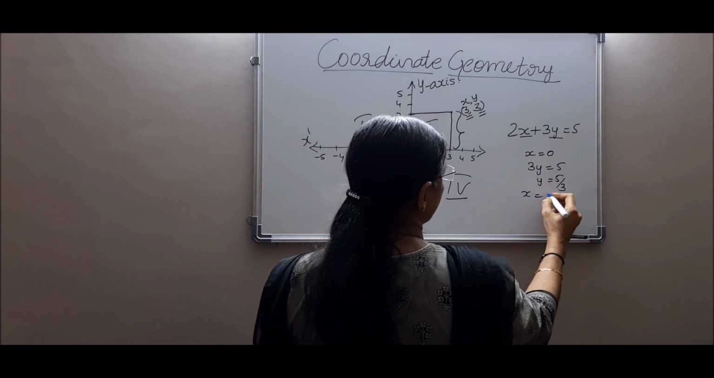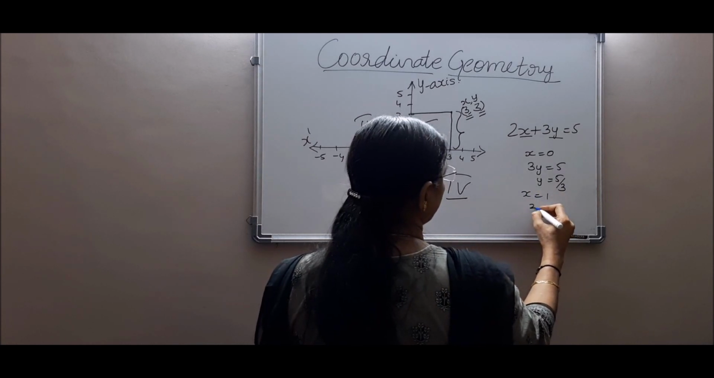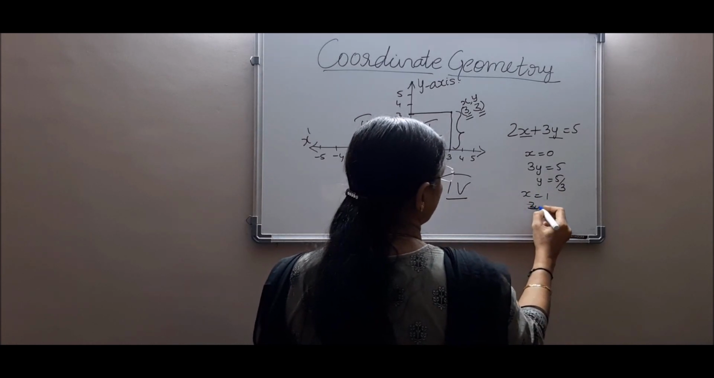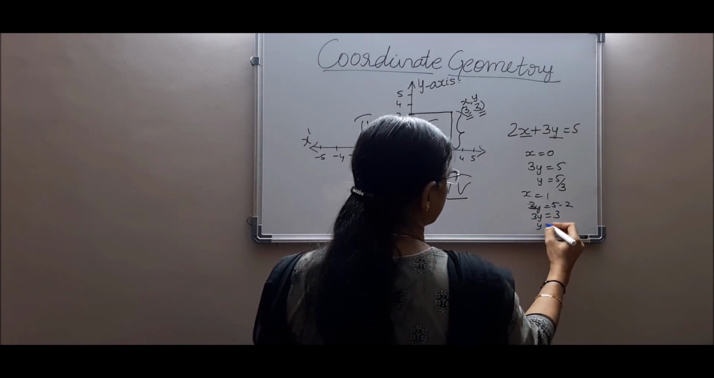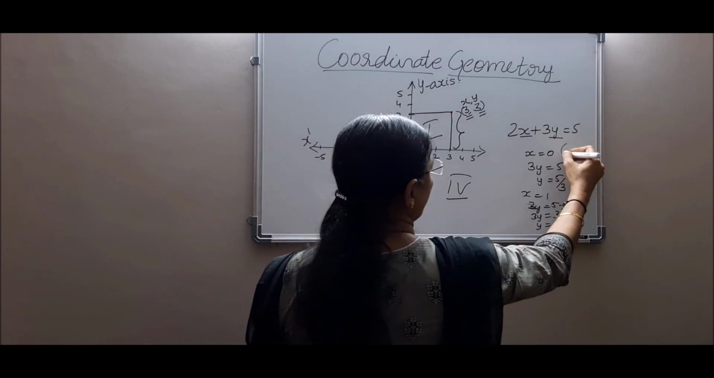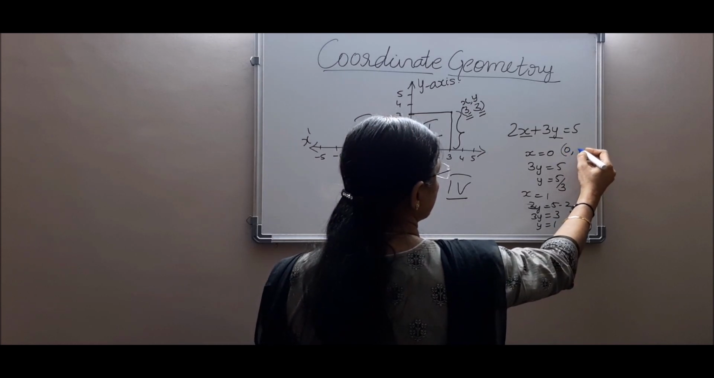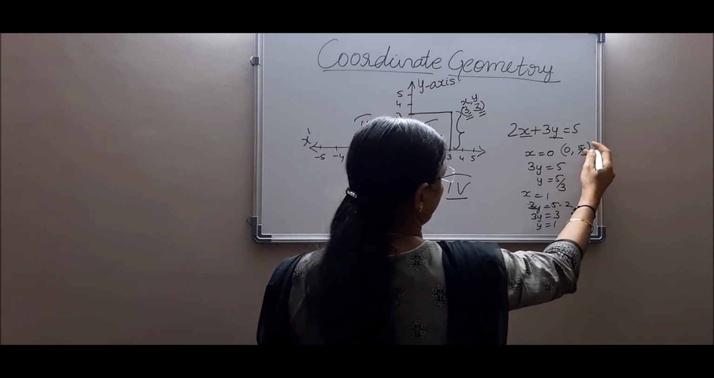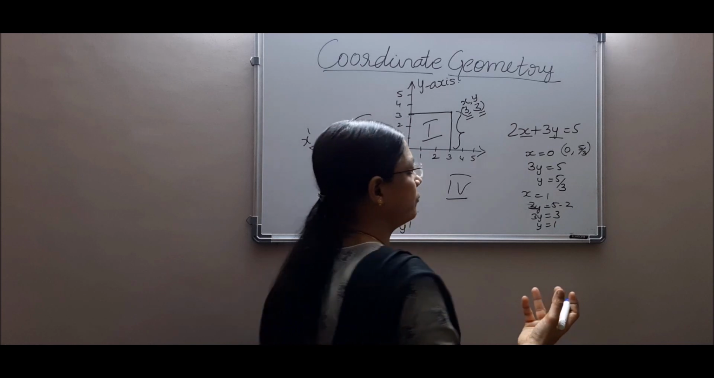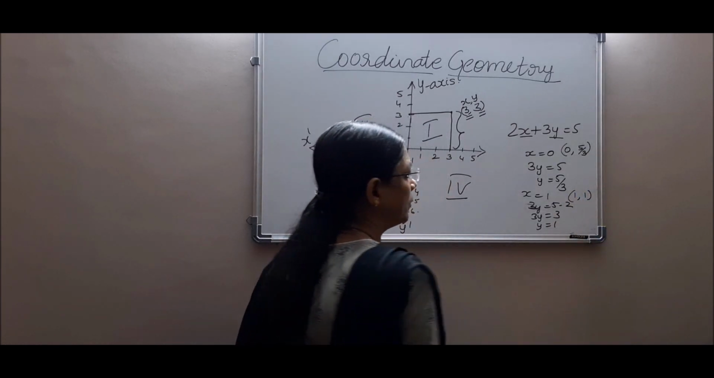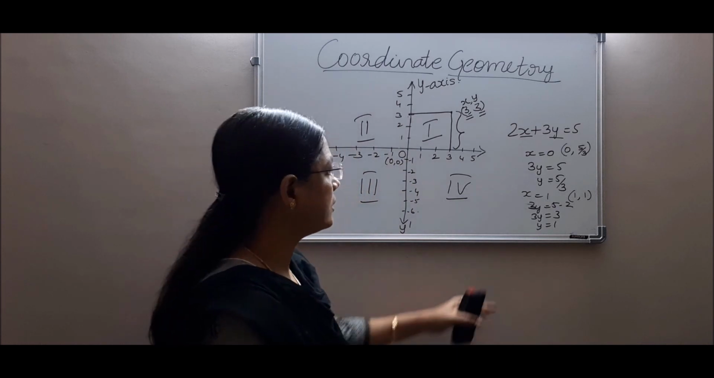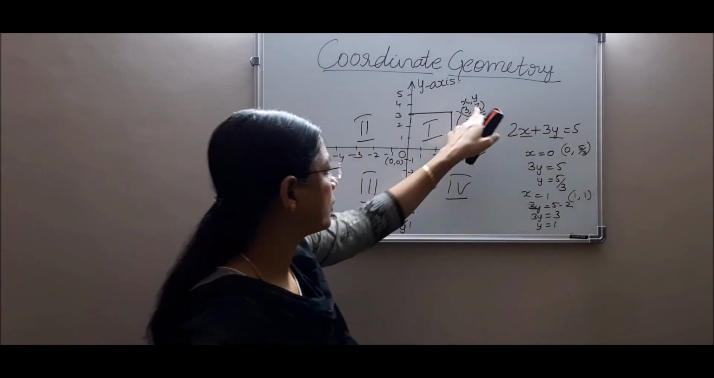If I put x = 1, then what does it become? 3y = 5 - 2, or 3y = 3, y = 1. So how do we write this point? x = 0, y = 5 by 3. 5 by 3 is nothing but 1.5 or 1.6 approximately. When x = 1, y = 1. So that is how we mark points for a particular line.